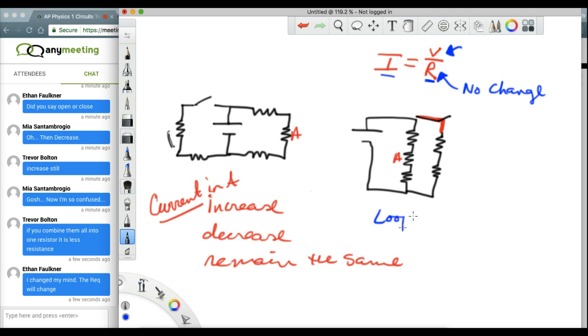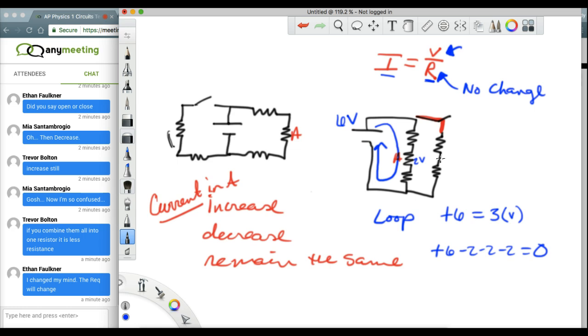If I follow the loop rule, they didn't tell me the voltage of the battery, but I could assume, let's say it's 6 volts. I have one loop here. The sum of the voltage rises must be equal to the sum of the voltage drops. There's 3 resistors, each with the same resistance, so I know that their voltage drops have to be equal to 2. So I have a +6, a -2, a -2, and a -2, all equals 0. So there's going to be a 2 volt drop there.